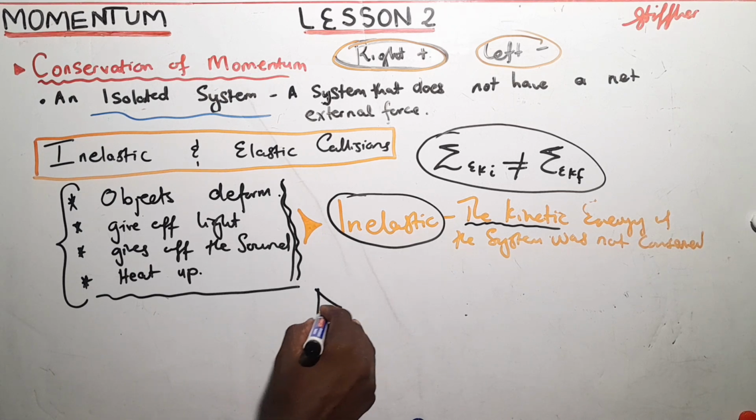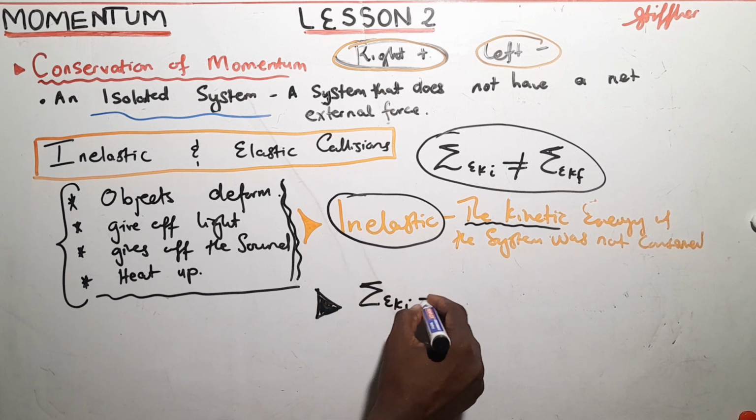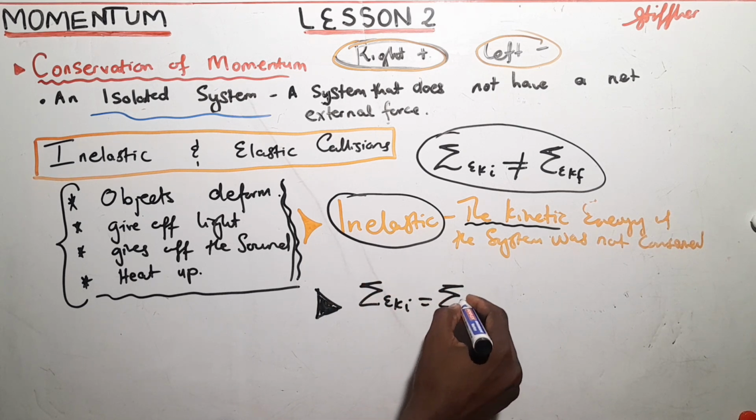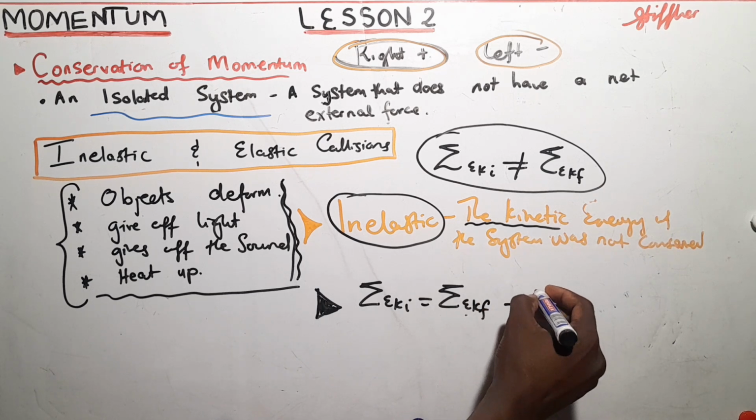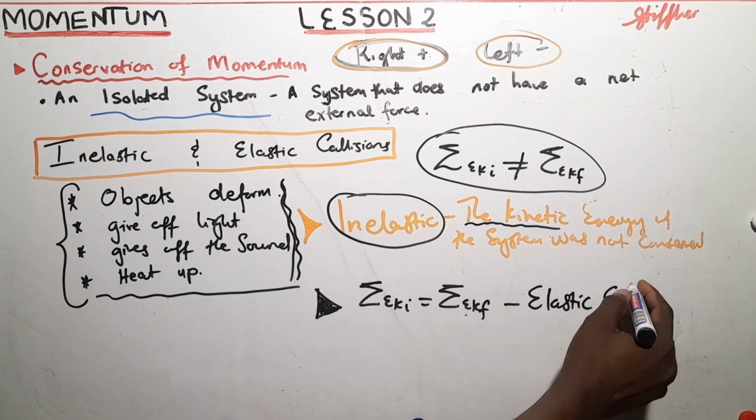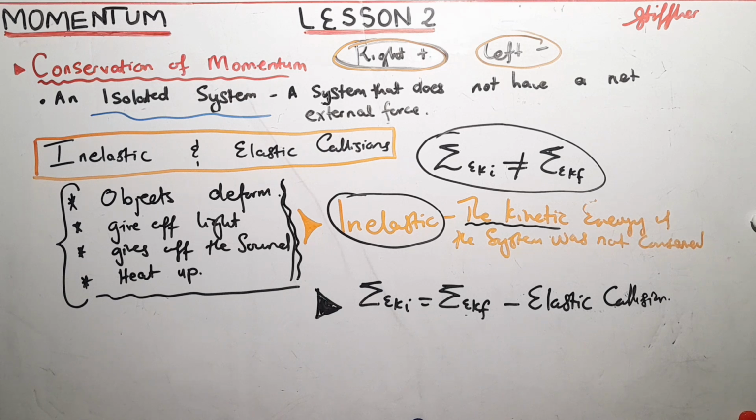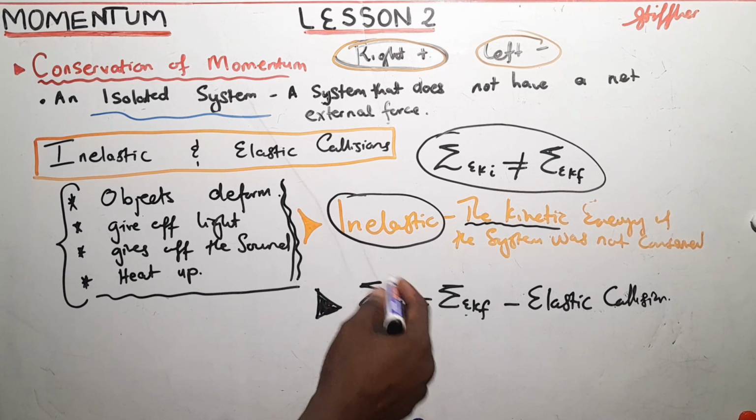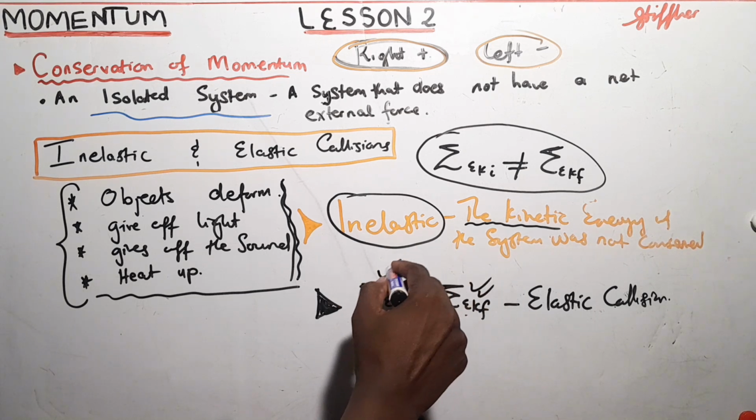So what about the situation where the kinetic energy is conserved now? When the total EK initial is equal to the total EK final, this is regarded as elastic. So this is an elastic collision. It means that no energy was lost during this collision, so the total kinetic energy initial will be equal to the total kinetic energy after the collision.